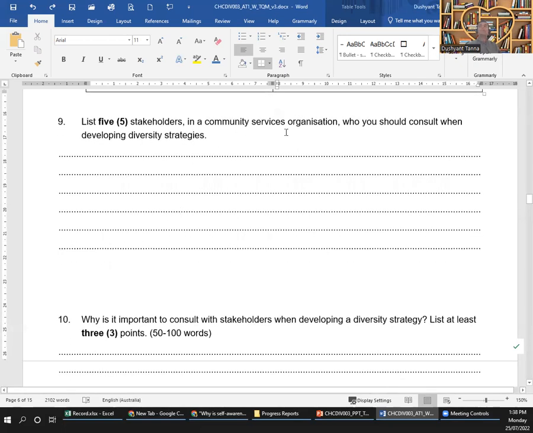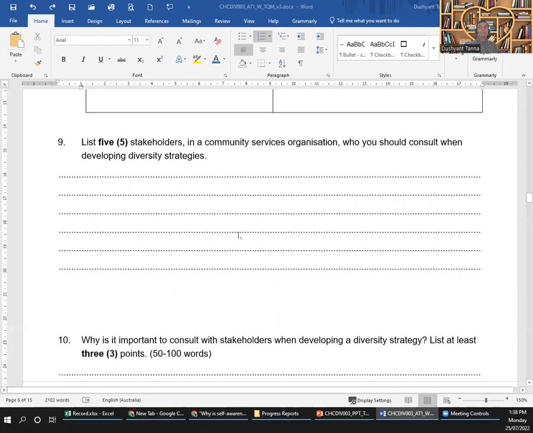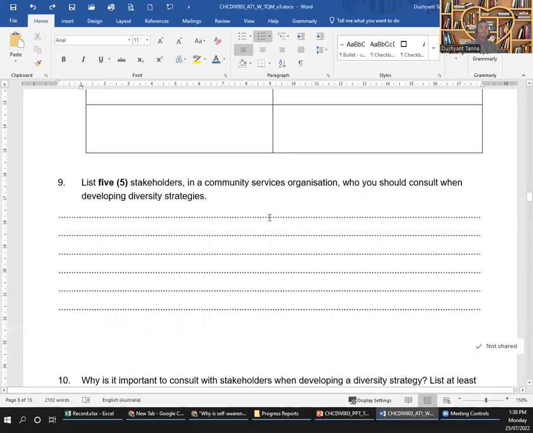List 5 stakeholders in the community organization who you should consult when developing workplace strategies, the diversity strategy. We have talked about many of them when we went through the PPT. It could be some employees, board management, government organizations, community members, clients, union members, WHS members, right? NGOs, that was one of the responses from someone. All that can go. Again, it doesn't specify words, it's up to you how many you write. But you need to list 5.